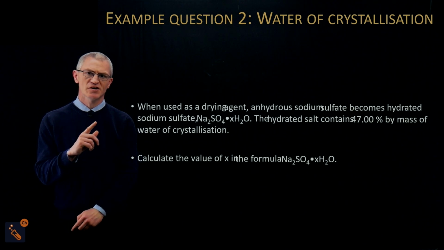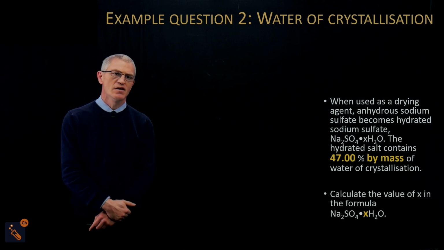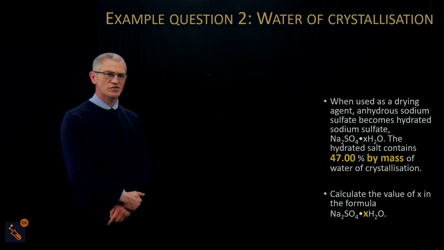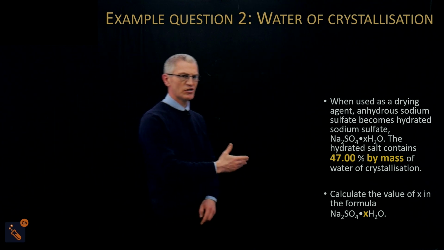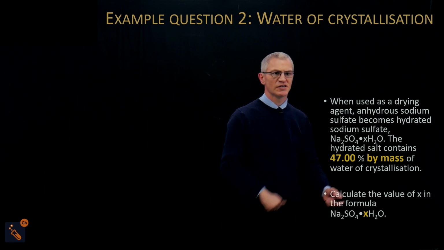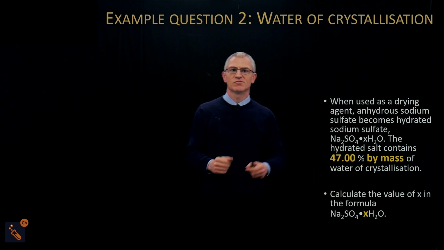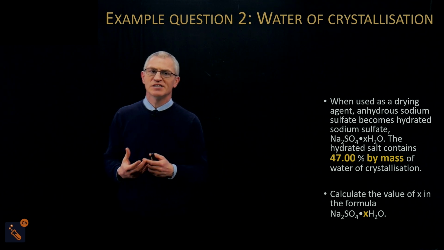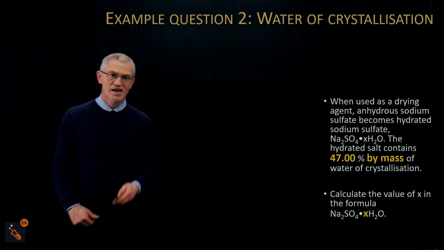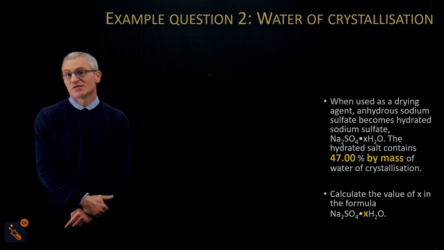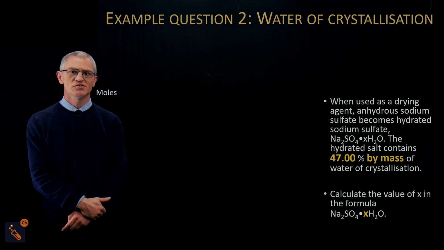So let's move that over to the right. We just highlighted the key parts: 47% and by mass. That means it's a percentage by mass of the whole thing, which means you can take the percentages and turn them into a mass. If you've got a mass, you can work out moles. So we can just do moles and then do our whole number ratio.